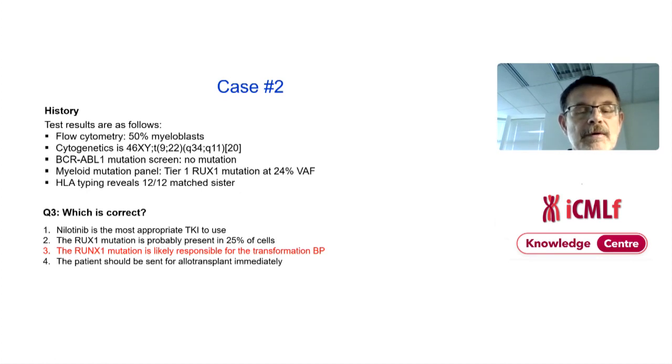The only way this could be correct is if there was a duplication of, or I should say, uniparental disomy of the RUNX1 carrying mutation. So a quarter of the cells would have a biallelic mutation of RUNX1, but this is unlikely because there are 50% myeloblasts. So the most likely scenario is actually that this RUNX1 mutant clone happened in the same cells that are now transformed to myeloblasts and have stopped their differentiation. So this is the most likely answer.